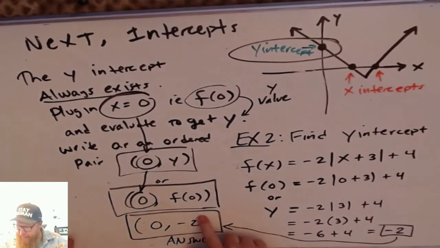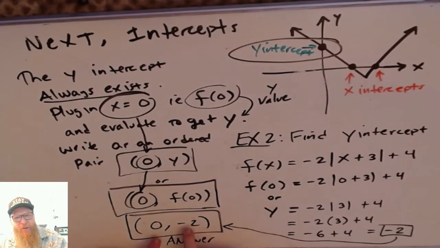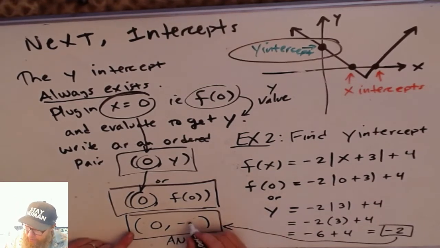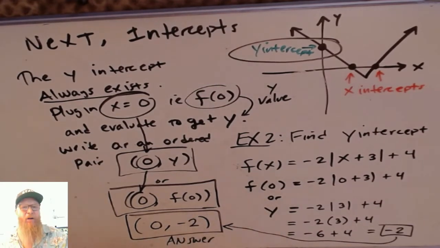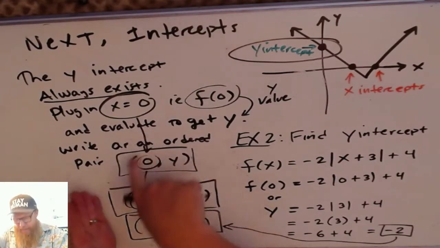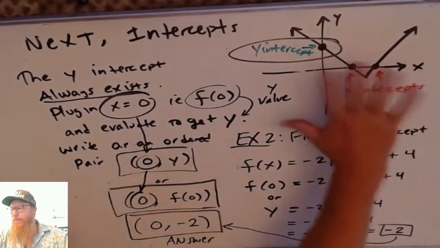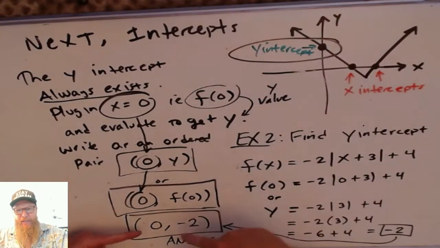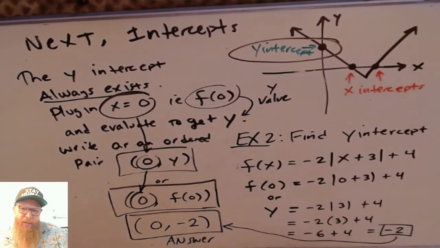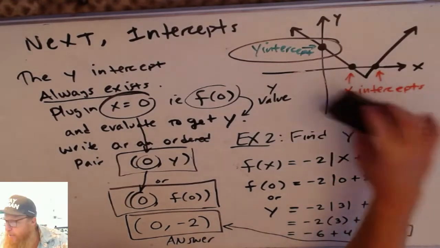You do have to write it in the correct order. If you accidentally write -2 and then 0, you're going to get it wrong. All right. A y-intercept always has a 0 in the first spot. Don't look at the picture, because the picture doesn't match my answer, because I just made this picture up.